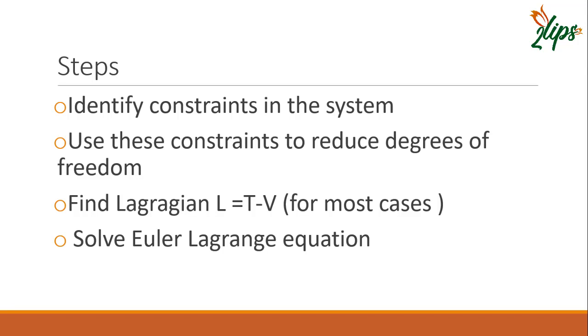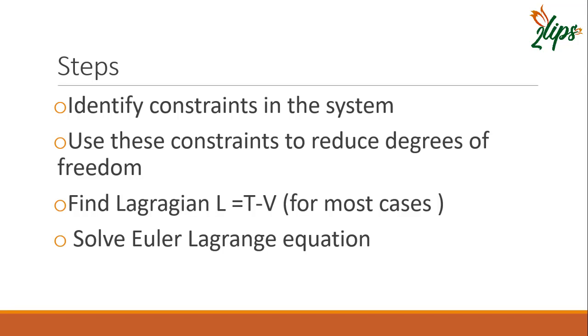The first step is to identify constraints in the system. We should first identify what the constraints in the system are, either holonomic or non-holonomic. Use these constraints to reduce degrees of freedom. If these constraints are holonomic, then we can reduce the degrees of freedom, and as a result I can get the generalized coordinate.